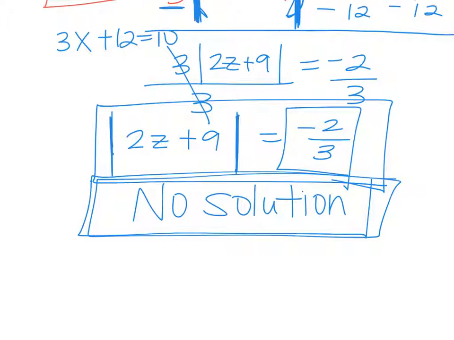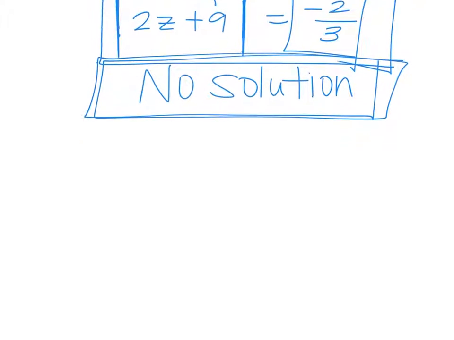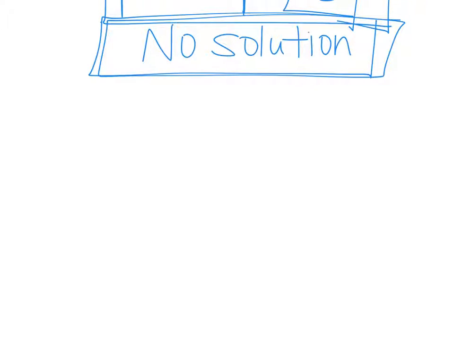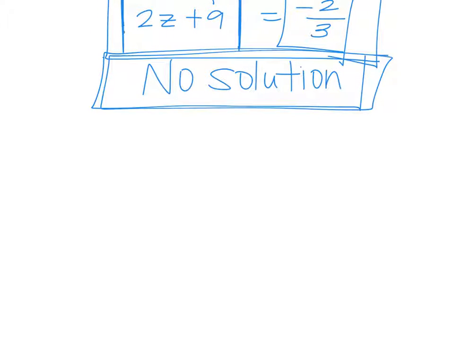Okay, what do you do with this? The absolute value of 3x minus 2 minus 9 equals negative 4. Okay? Is this no solution? Looking at it right now, would you say that's no solution?